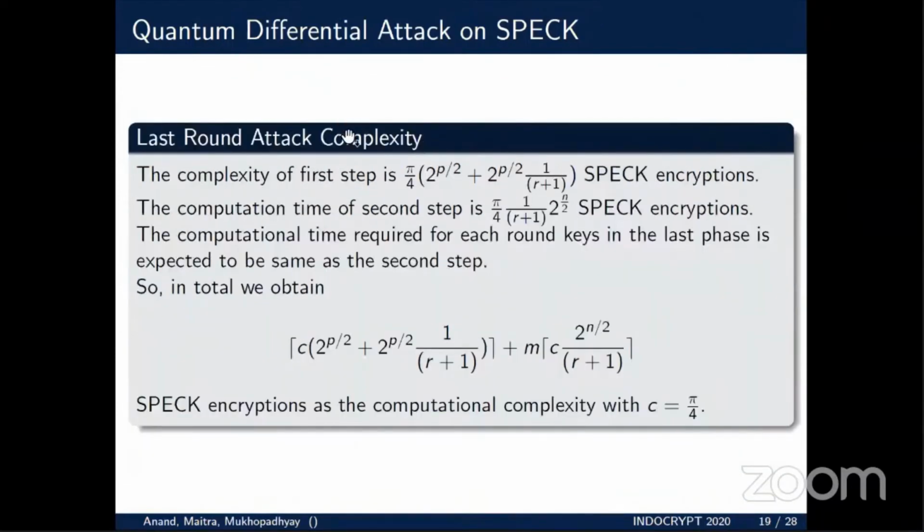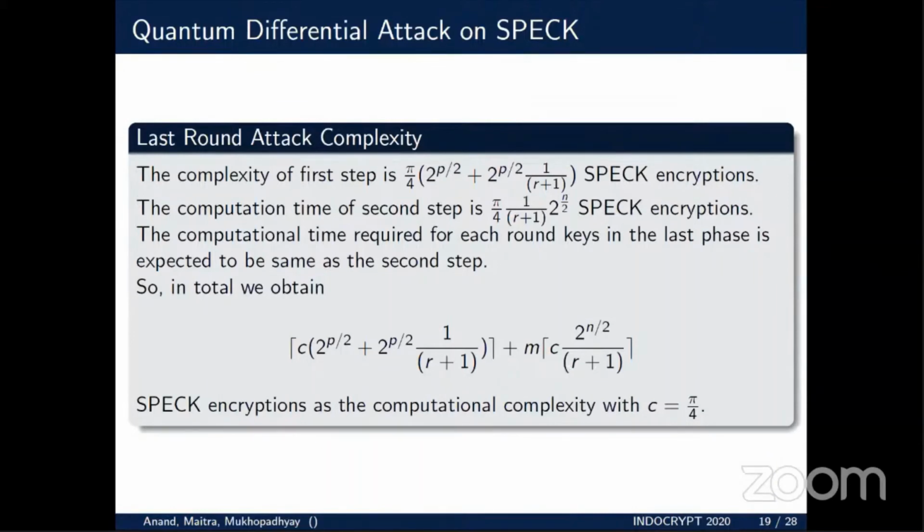So the complexity of this differential attack comes to be this one, where C is pi by 4. And because we have 2 to the power pi by 2 iterations for running the differential trail, and then one round decryption, so these many. And since we are searching for M round keys, so this is this. So this is the total complexity of this attack.